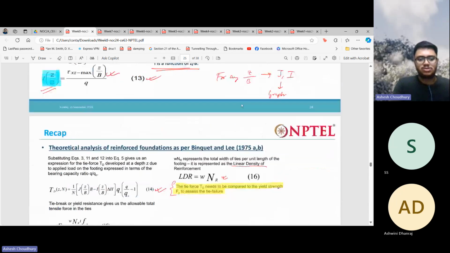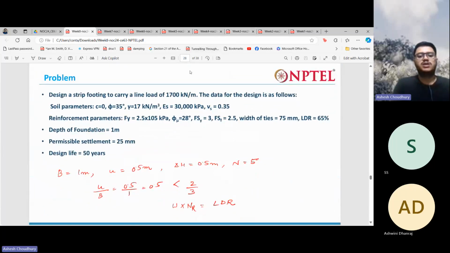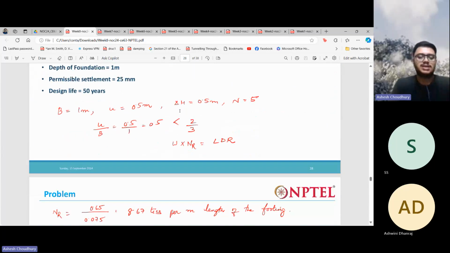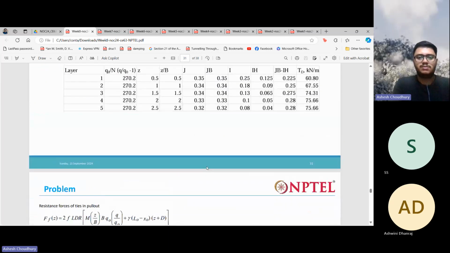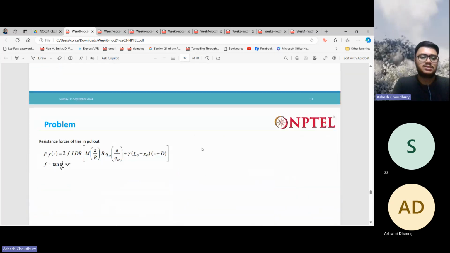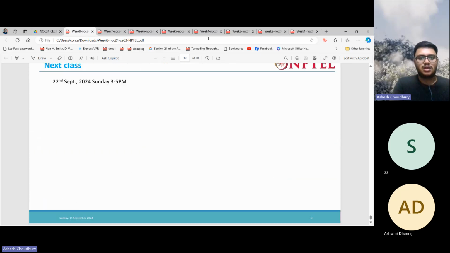Also, we solved some problems, right? We solved this problem: design a strip footing to carry a line load, how to design that. We made this table and did everything. So if you don't remember, you can see the video. I'm not going to repeat it again and again.